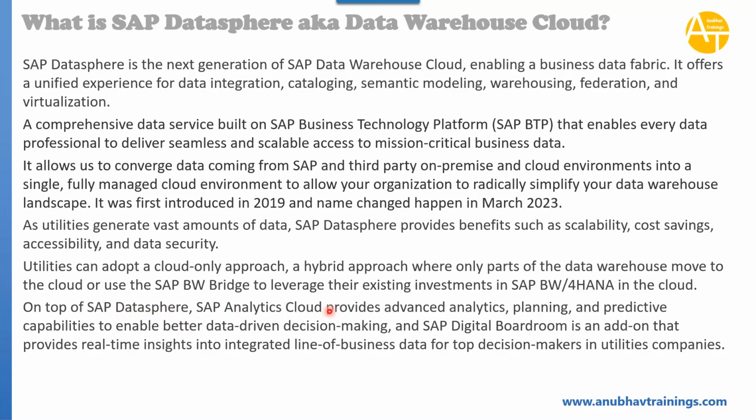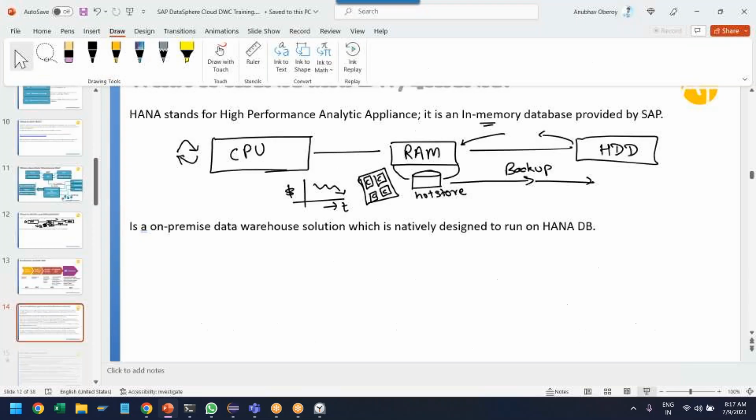On top of DataSphere, Analytics Cloud provides advanced analytics, planning, and predictive capabilities to enable data-driven decision making. It is not mandatory, but you can use Analytics Cloud along with DataSphere. Analytics Cloud is a reporting tool which allows you to report on data taken from DataSphere. You can take live data from DataSphere and show it in Analytics Cloud with real-time business insights for different lines of business, for top decision makers of the companies. That is what Analytics Cloud does for us. It is a reporting tool.